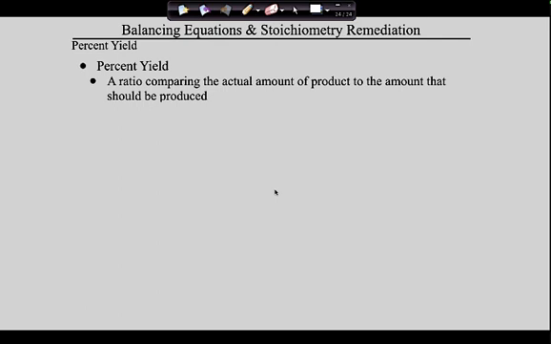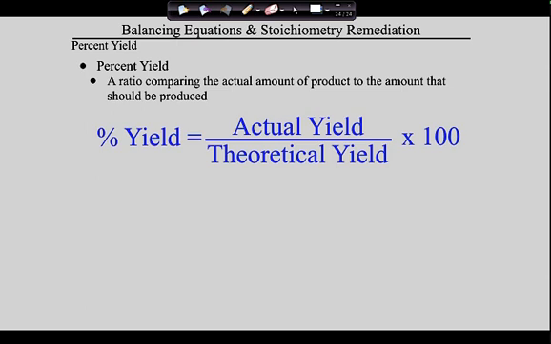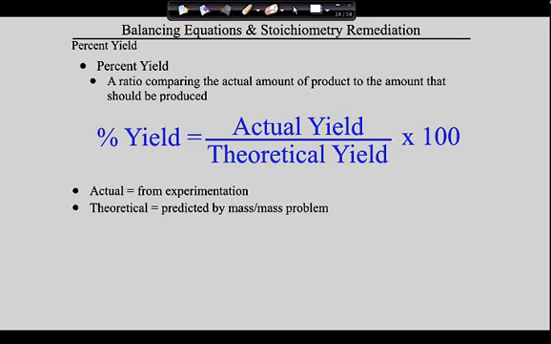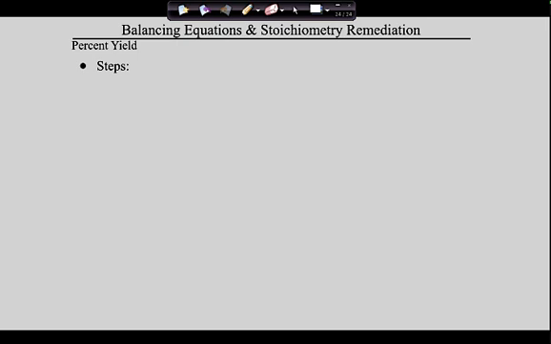Now, in order to figure out how well we did, we talk about a ratio called percent yield. Percent yield is a ratio of how much we actually collected, that's from experimentation, and how much we theoretically could have produced, and that comes as the result of a mass-mass problem. Now, to solve these problems, we take a mass-mass problem and make it a part of a bigger process. So the first thing, of course, we need to do is write a balanced equation.